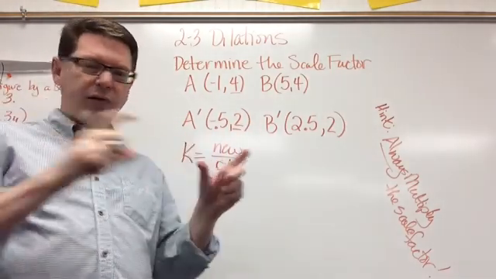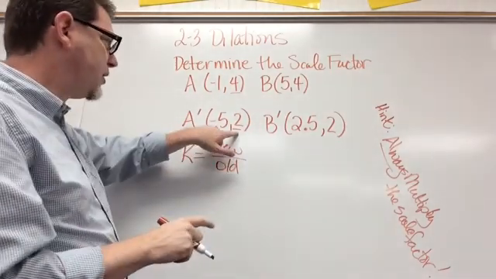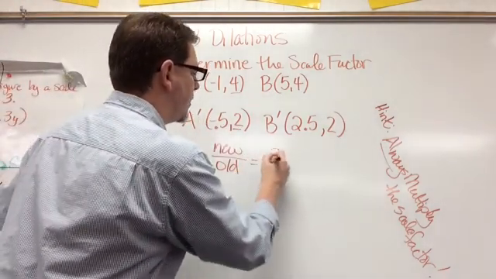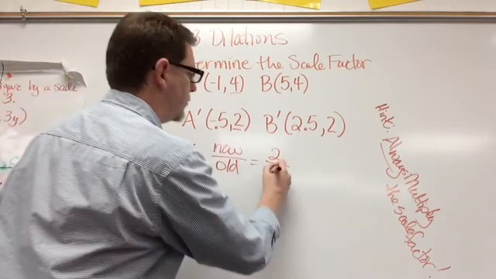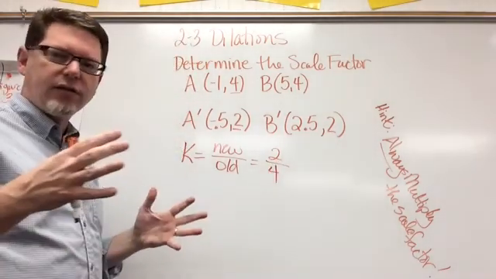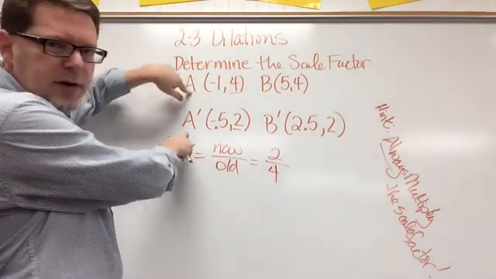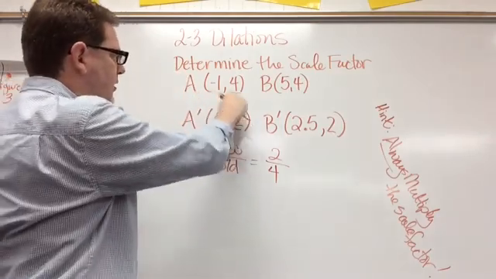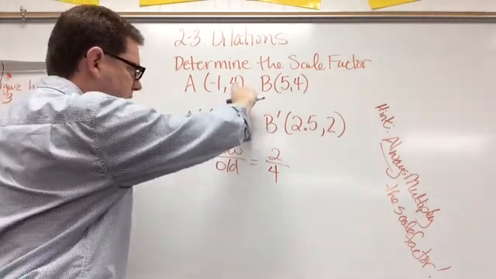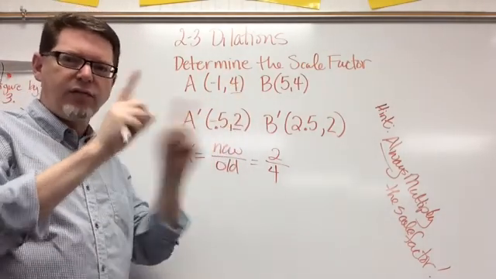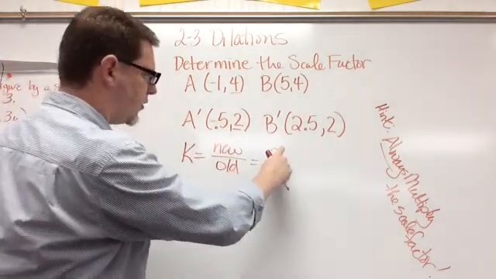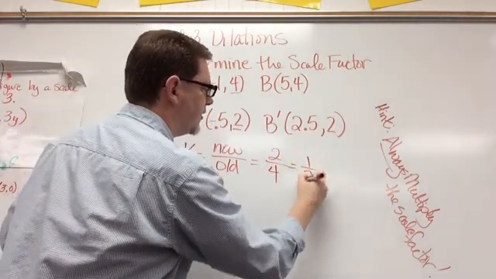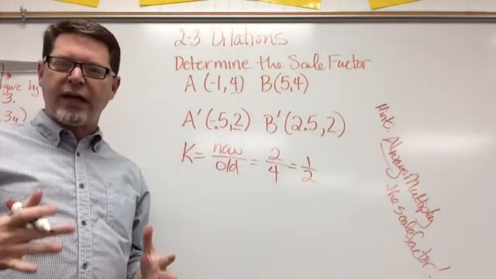Now, I'm going to write the new over the old. Well, the new one is 2 because it has the prime next to it. So we know that one's new. And the old one has to be 4. Okay? So where did I get those numbers from? This is A and this is A prime. So they kind of go together. This is X and Y and X and Y. So I picked the Y's because I just need one number. And so I chose 2 over 4, and I simplify that, and my scale factor is 1/2.